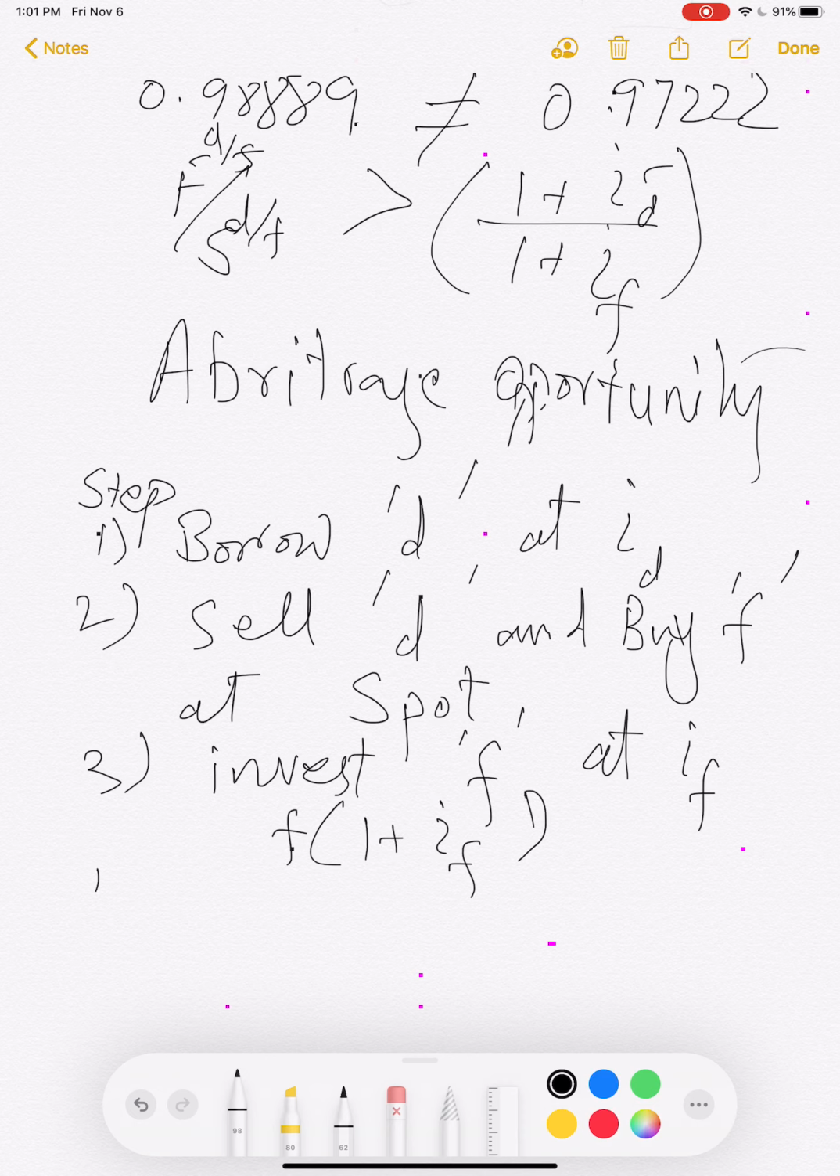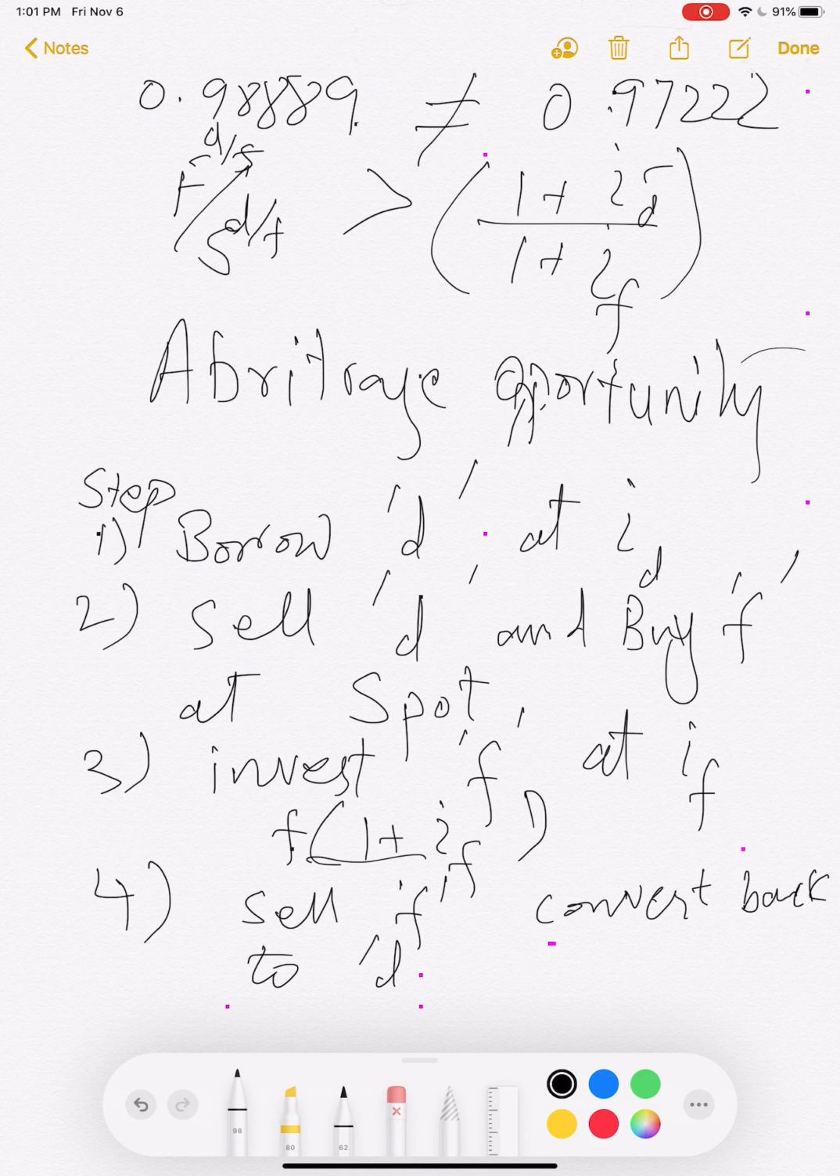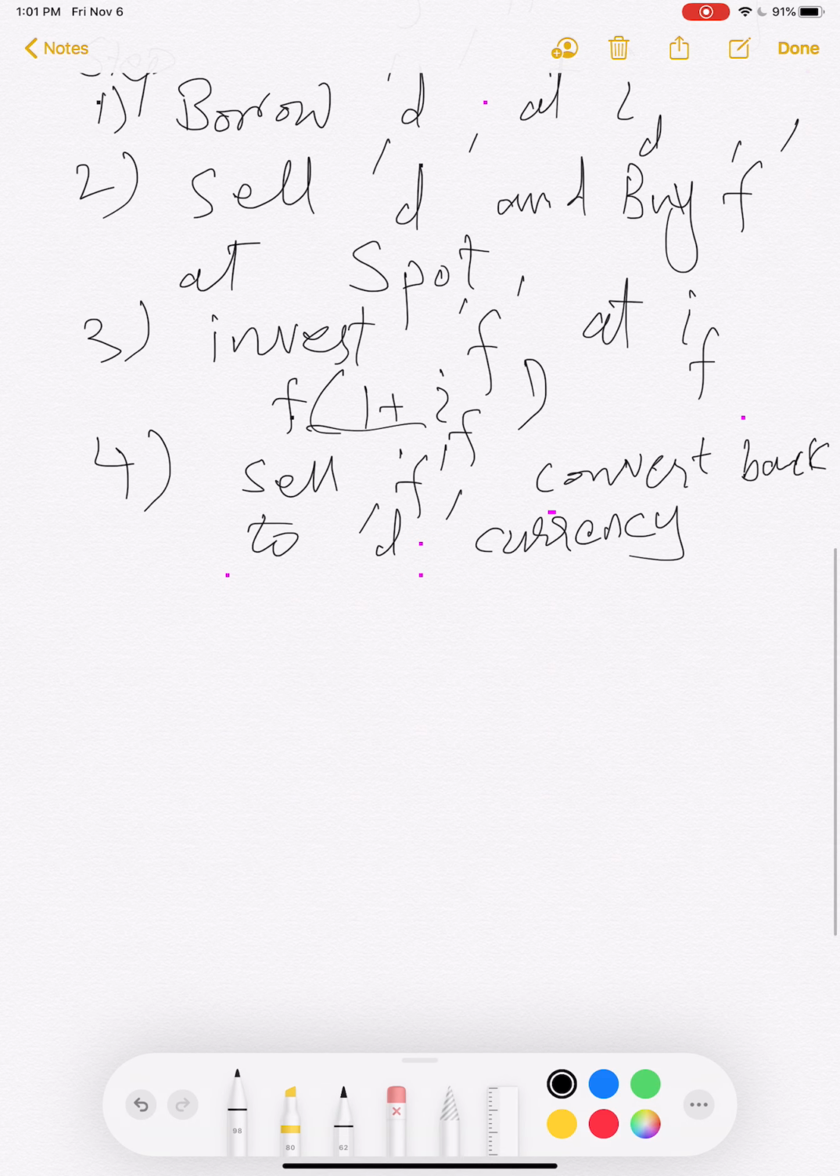And in the fourth step, simultaneously, we will sell the F currency, whatever the final proceeds we get, and convert it back to the domestic or D currency. We will be able to get back D currency, and we are converting it at the forward rate.